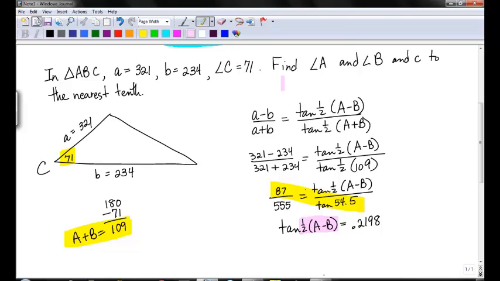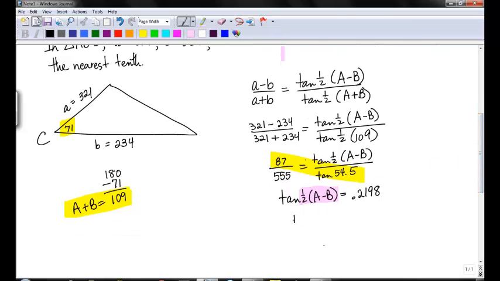So I have half of A minus B is 12.3946. Now how do I get rid of the half? Multiply by 2, right? Divide by half or multiply by 2. So multiply this by 2, and you'd have A minus B is 24.7891.